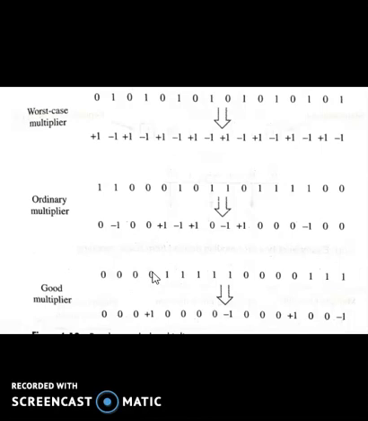So remember, this is not always good for multiplication. In some cases, it gives the worst multiplier. So okay, these are some limitations of the Booth algorithm. Thank you.